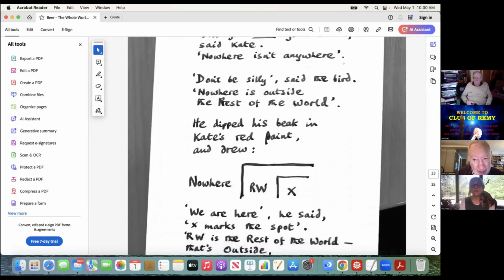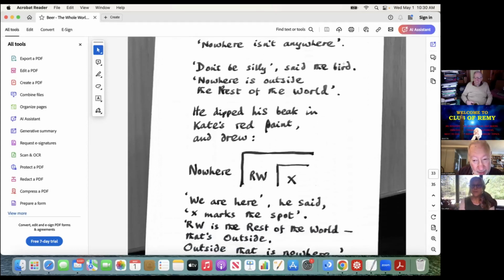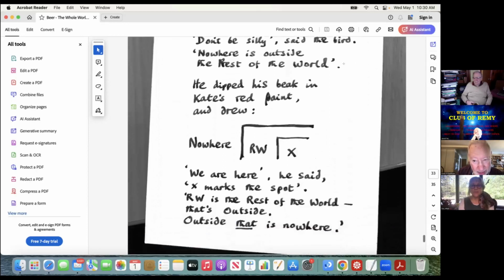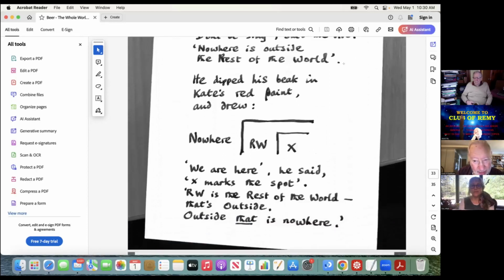He dipped his beak in Kate's red paint and drew nowhere, RW and X. "We're here," he said. "X marks the spot. RW is the rest of the world. That's outside. Outside that is nowhere."